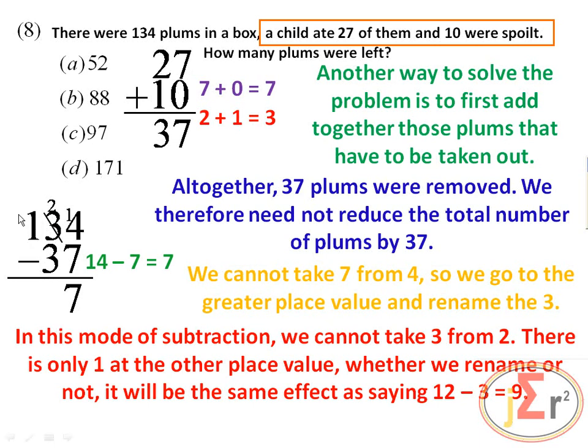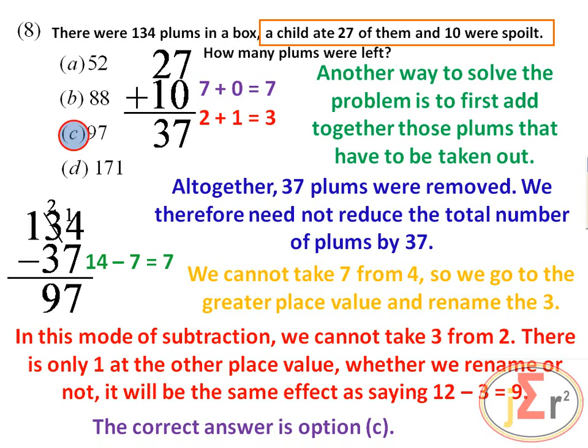And if we renamed the 1, we would still get 12. So we cause it to remain. So whether we rename or we cause it to remain, the result will be the same. The correct answer is therefore option C.